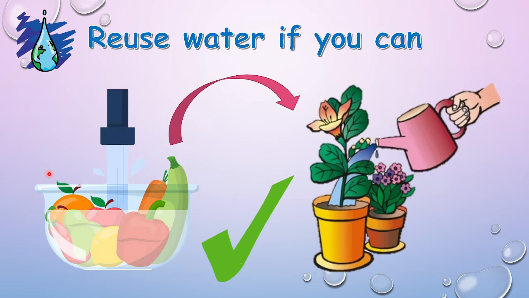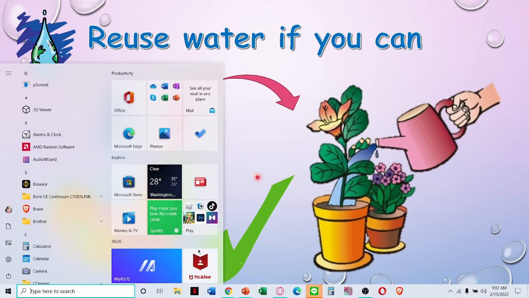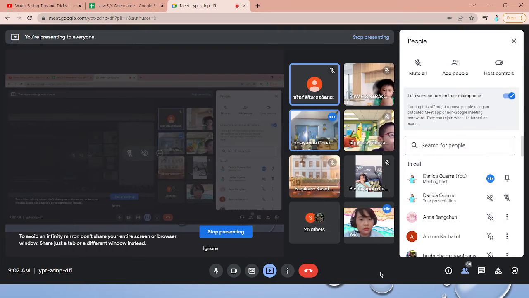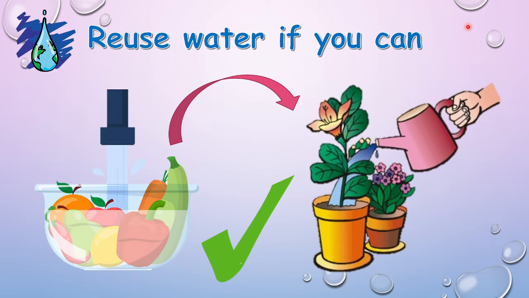Because this one doesn't have soap. You can put it in the sprinkler and then use it for your plants. Another one, can you give me more examples on how to reuse water? Teacher, my mom washes clothes and uses the water to water the plants. Yes, sometimes we do that.